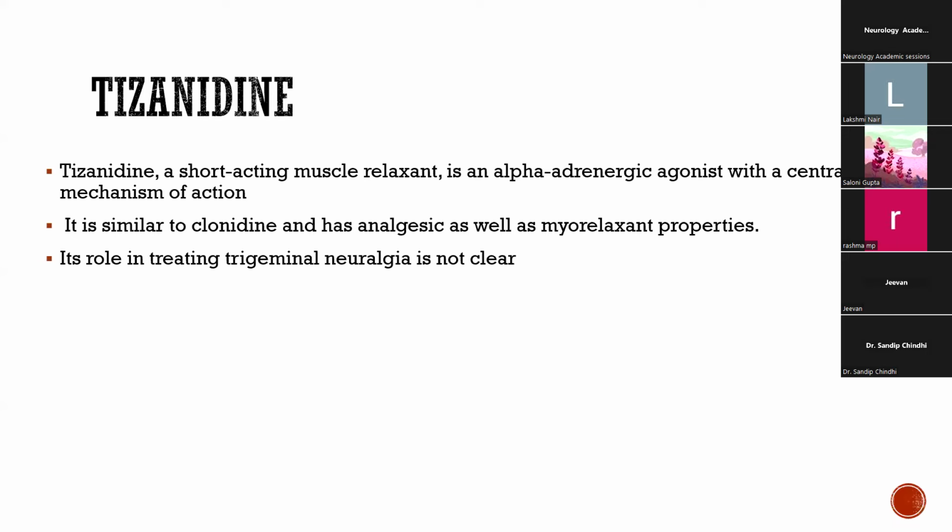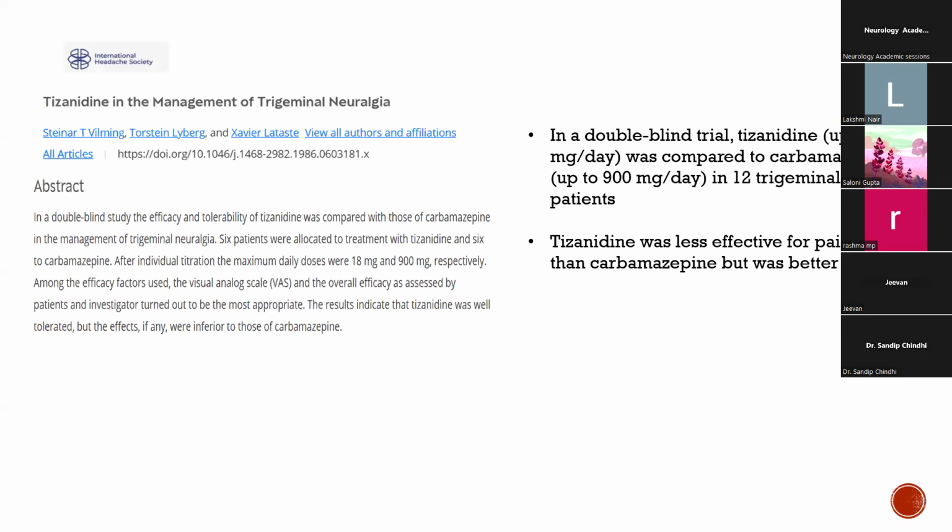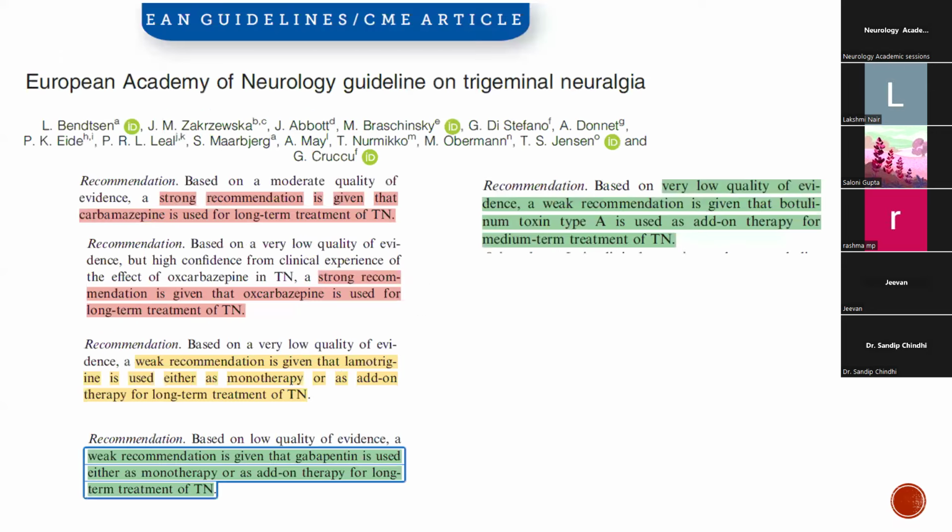The next drug is tizanidine. It's a short-acting muscle relaxant, and it's an alpha-adrenergic agonist with a central mechanism of action. It is similar to clonidine and has analgesic as well as myorelaxant properties. Its role in trigeminal neuralgia is not yet clear, but a double-blind trial studied tizanidine up to 18 mg per day compared to carbamazepine up to 900 mg per day in 12 trigeminal neuralgia patients. They found that tizanidine was less effective for pain relief than carbamazepine, but it was well tolerated.